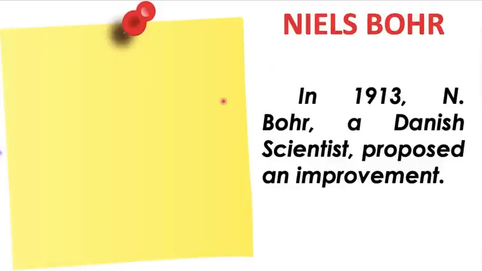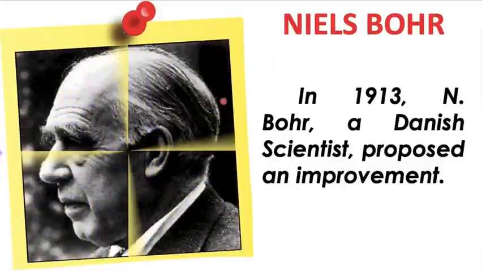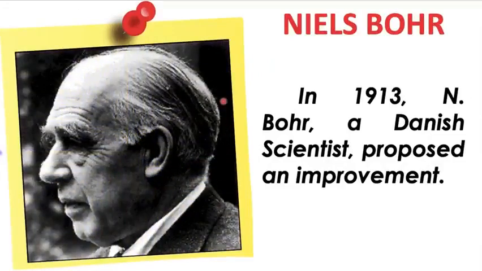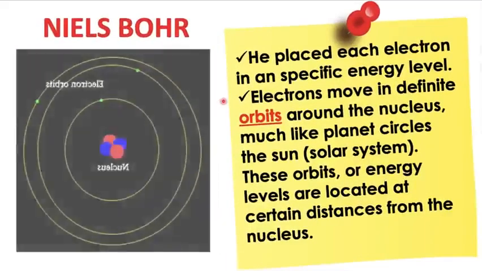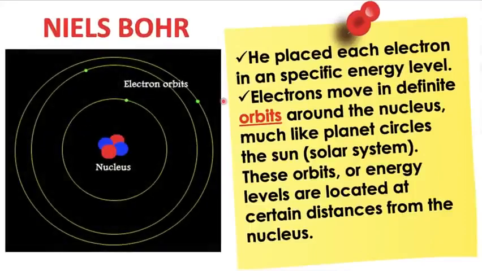Next, Niels Bohr. In 1913, Niels Bohr, a Danish scientist, proposed an improvement. And this is his atomic model. He placed each electron in a specific energy level. Electrons move in definite orbits around the nucleus, much like planets circle the sun in our solar system. These orbits or energy levels are located at certain distances from the nucleus. So this is his atomic model.